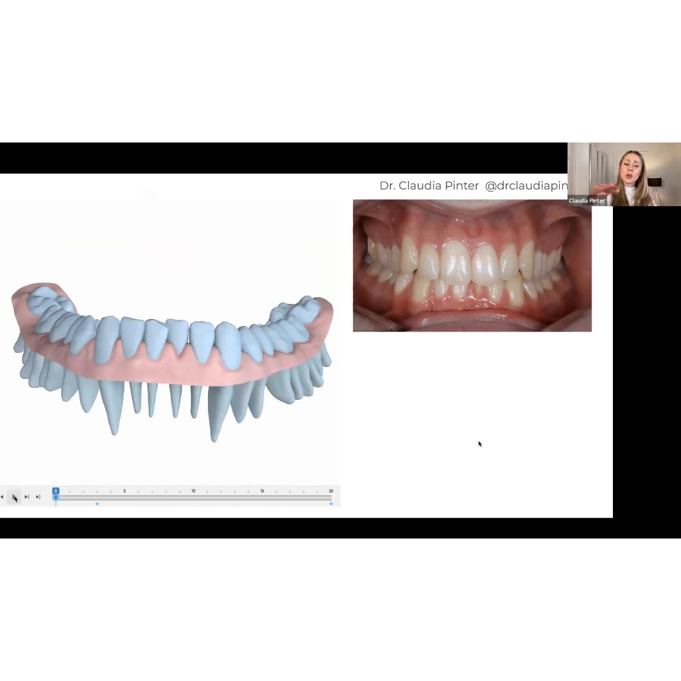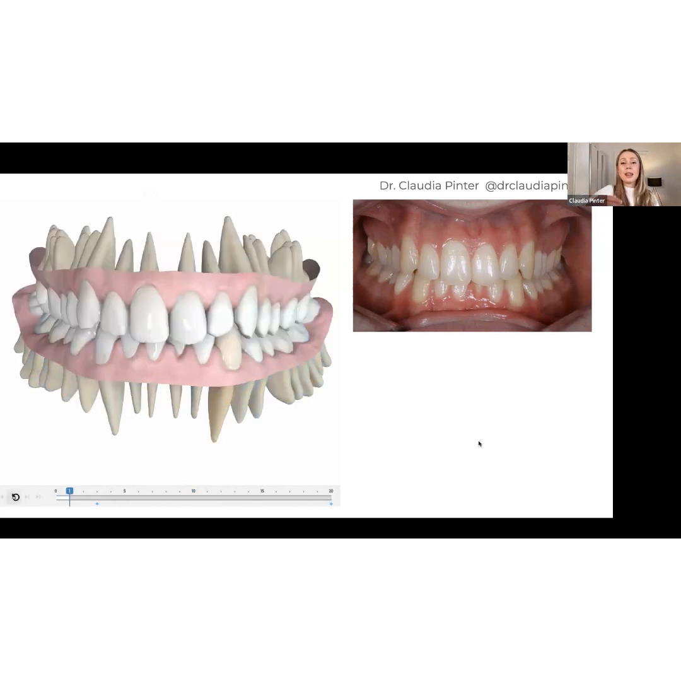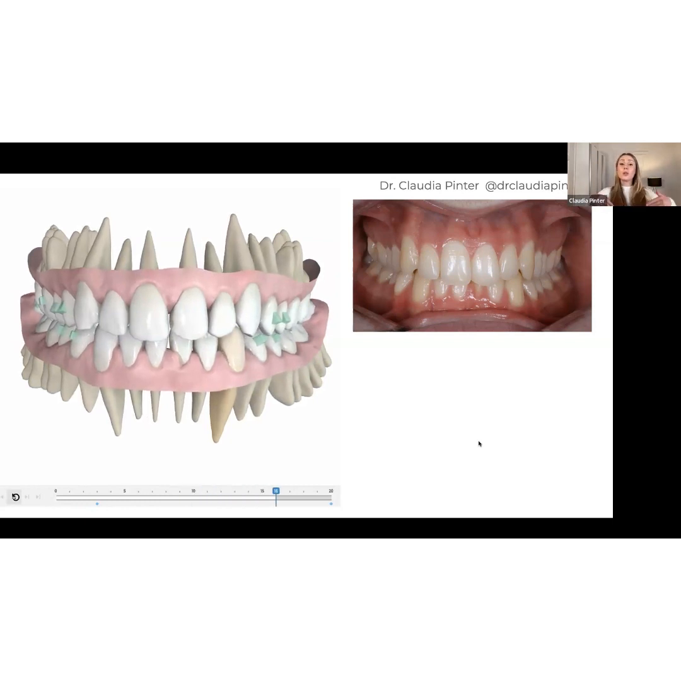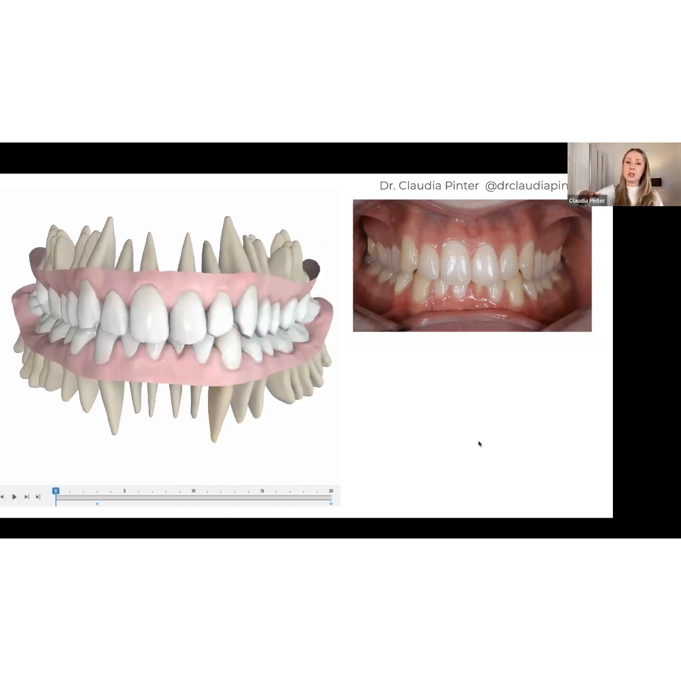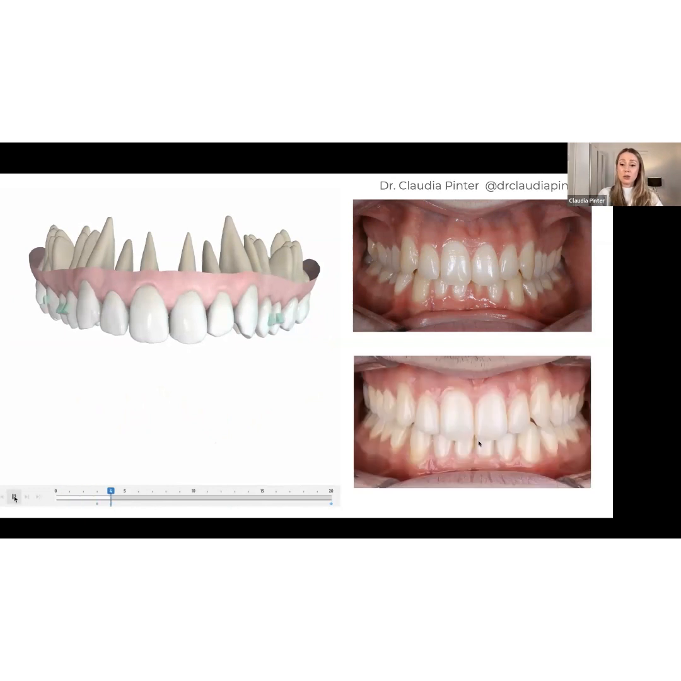And also note that I'm intruding lower incisors, because when we want to create this smile arc, we usually extrude upper incisors or retract in his case. And we need to create this overjet. So we want to achieve this overjet by lower incisor intrusion. Do not want to intrude upper incisors because that would flatten the smile arc. So lower incisor intrusion is very crucial.